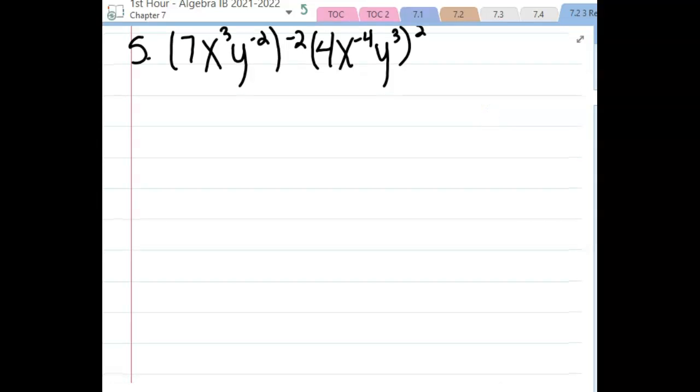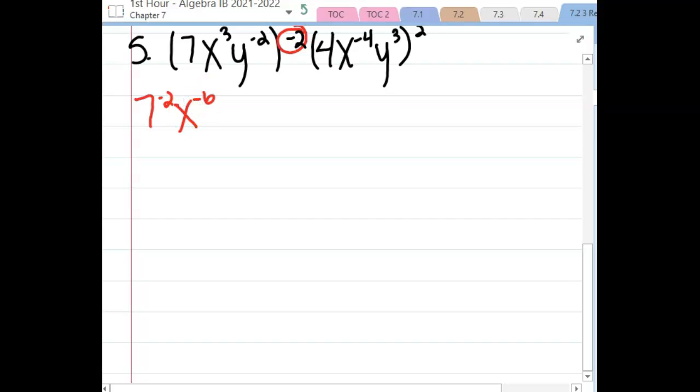Now this one, definitely, I promise you, the more work you show, the slower you take it, the easier it is. First thing, I need to get rid of these parentheses, which means in the first set of parentheses, everything gets raised to the negative 2nd power. So we're going to take 7 to the negative 2nd power. We're just going to have to leave it as 7 to the negative 2nd power. Now when I take x cubed to the negative 2nd power, we're going to multiply. 3 times negative 2 gives me x to the negative 6. Do the same thing with the y's. Negative 2 times negative 2 would give me y to the 4th.